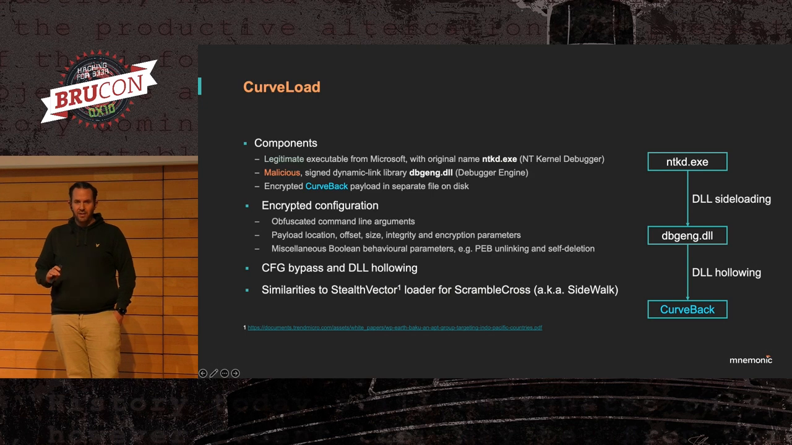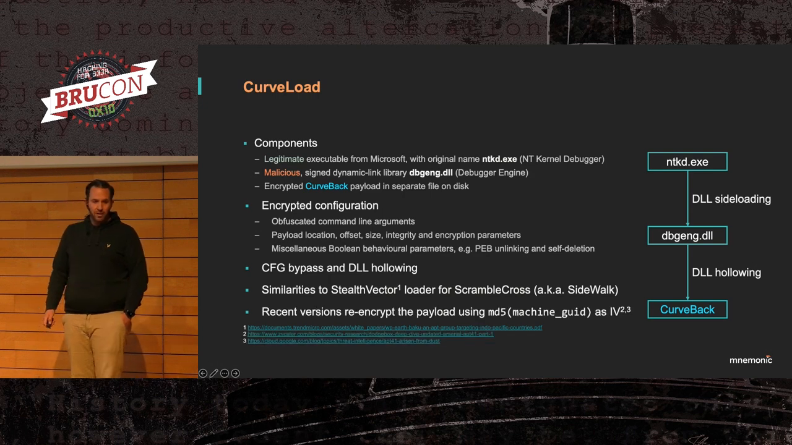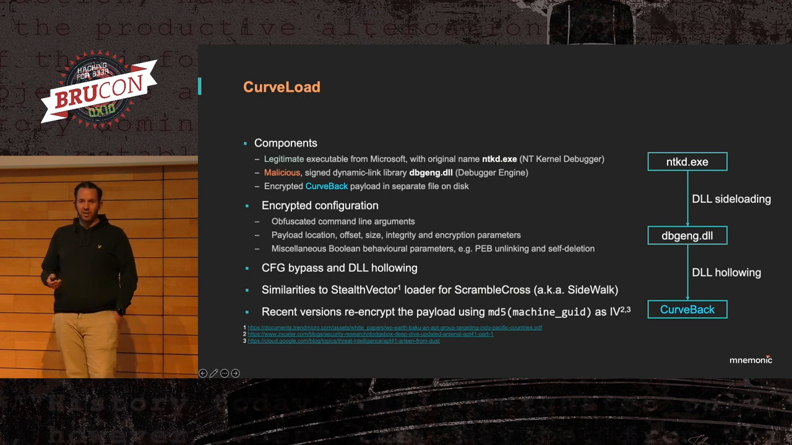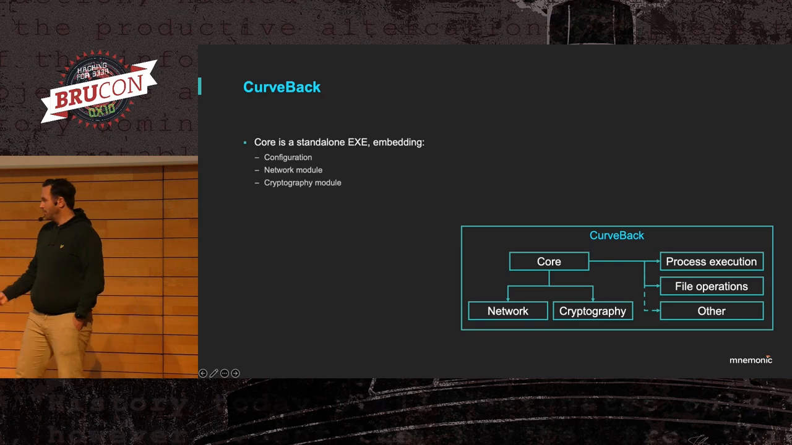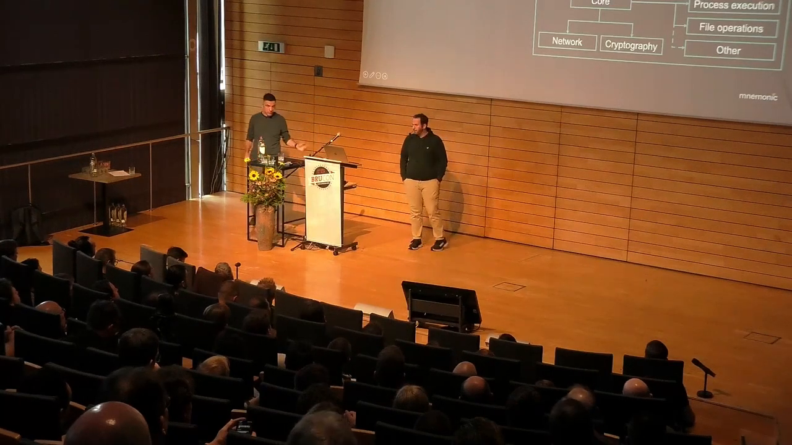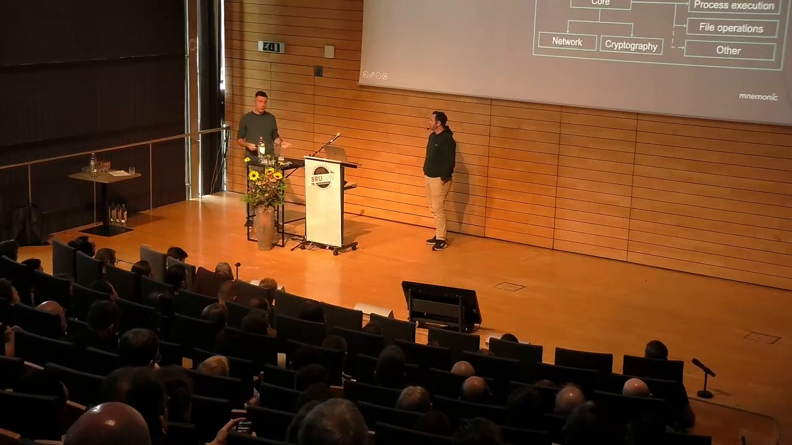And this file is similar to StealthVector, which is the loader for ScrambleCross, which is described in a previous blog post by Trend Micro. And the recent versions have been observed to re-encrypt the payload using an IV derived from the machine GUID. So that concludes our presentation about CurveLoad as well, and going into the actual backdoor, which is CurveBack.